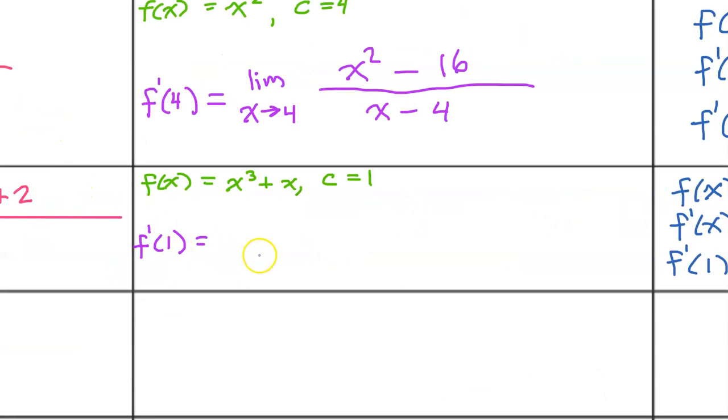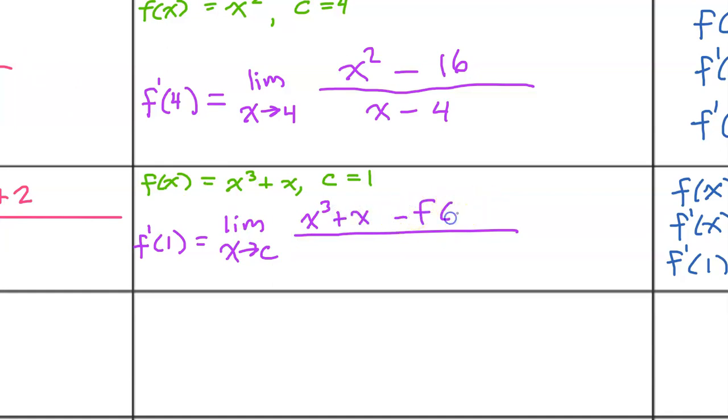Let's go ahead and set up the alternate definition of f prime at 1. And that is the limit as x approaches c of, now next we just have simply f of x, but in this case f of x is x to the third power plus x. Next we have minus f at c.